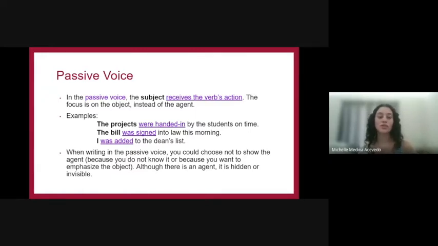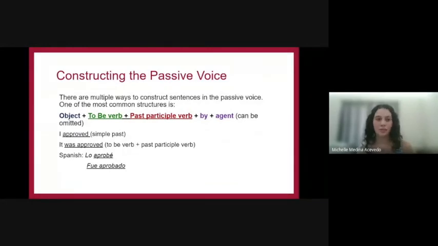In the passive voice, you can choose not to show the agent, either because you don't know it or because you want to focus on the object instead of the agent. So this doesn't mean that there is no agent. There is. It's just hidden or invisible. So a way that we can construct the passive voice, there are many ways, but a very common structure is starting with the object, then having the to be verb and the past participle verb, and then by and the agent. And like I said, the by and agent can be hidden, so you can choose not to include this.